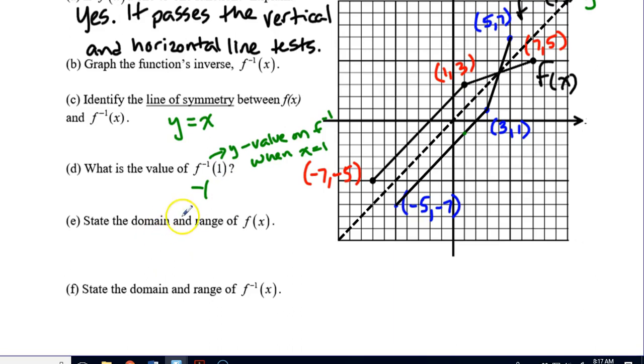And now the domain and range. So I need you to be familiar with both interval notation and set builder notation. So if you wrote it one way, write the other as well. Not that you would need to write both on the test, but you should be able to recognize both.